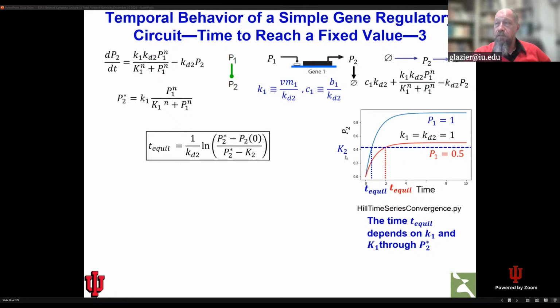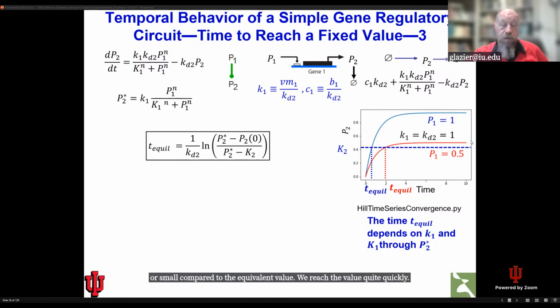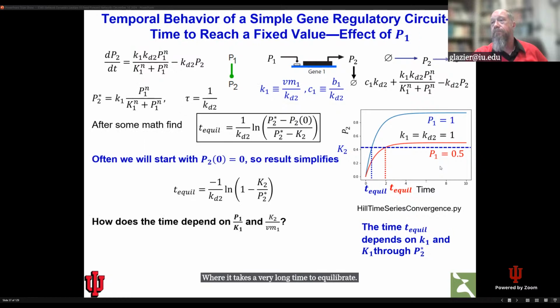And now you'll notice that if K2 is half of the equilibrium value, or small compared to the equilibrium value, we reach the value quite quickly. If K2 is bigger than the equilibrium value, we never reach it. And so there's a regime when K2 gets to be close to P2 star, where it takes a very long time to equilibrate. And so we can actually do a little bit of mathematics to approximate what this time is.